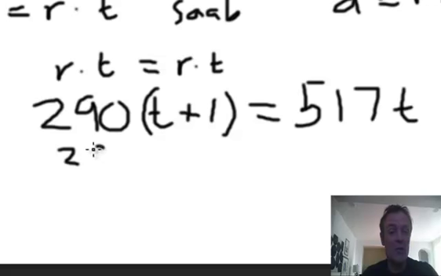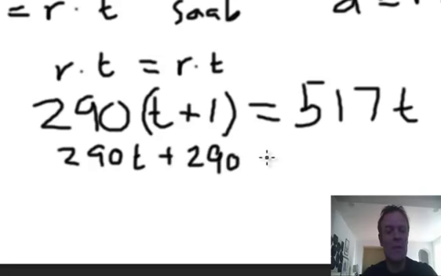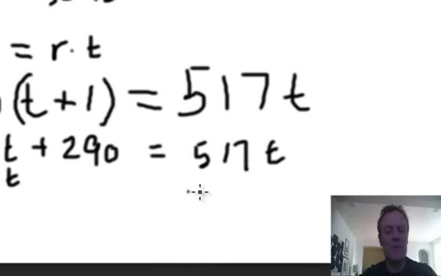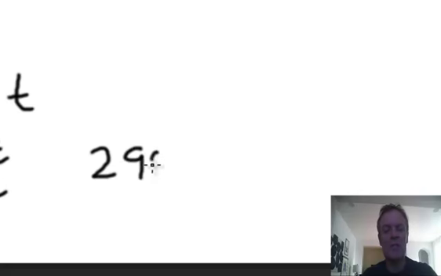I just need to do the distributive law over here. So 290t plus 290 equals 517t. If we take away 290t from both sides, and take off 290, we should have 290 on the left-hand side equals 517t. Right, 517 take away 290, what's that, 227?